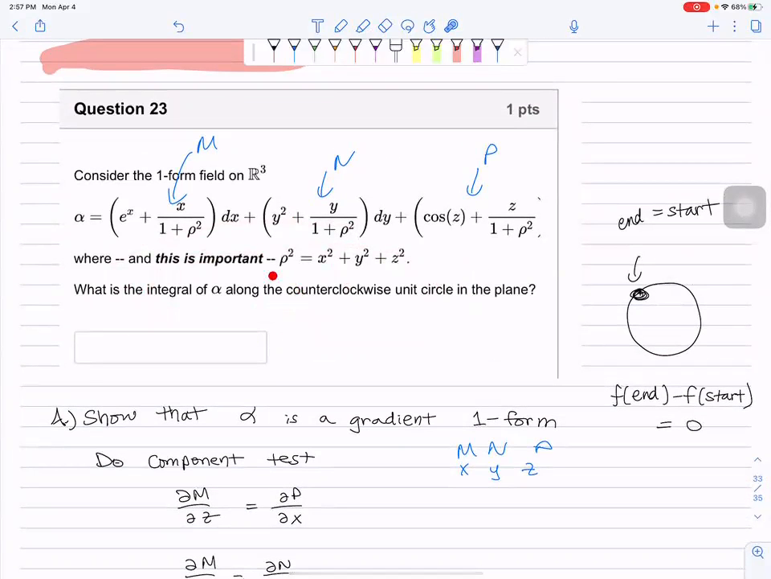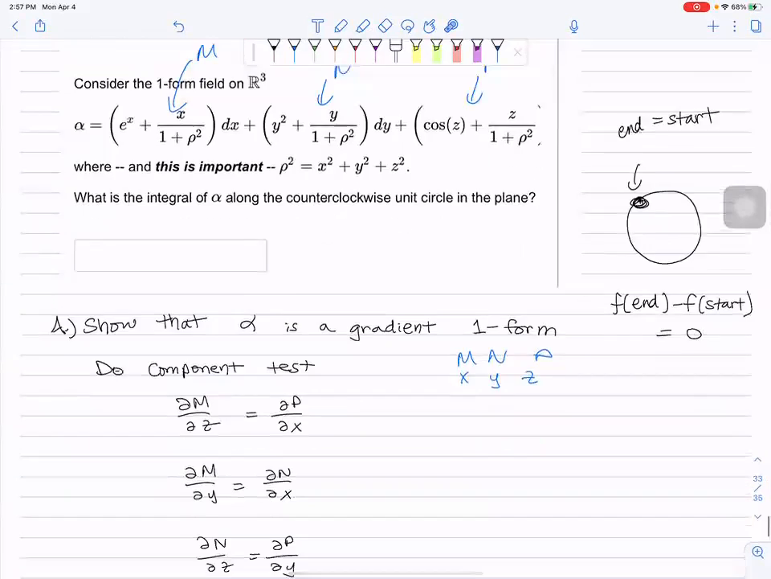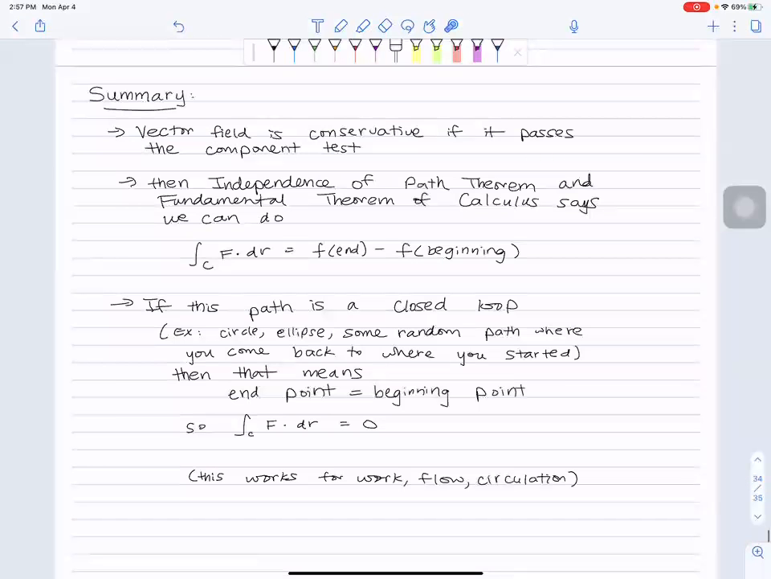If you try to actually compute this question, it might take a while. So the trick was to recognize that it's a closed loop. So this integral is 0. I also explained a quick summary of it here for why it's 0.